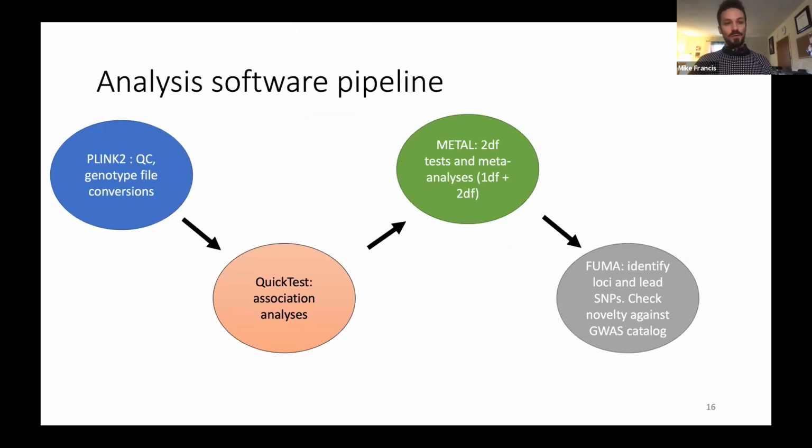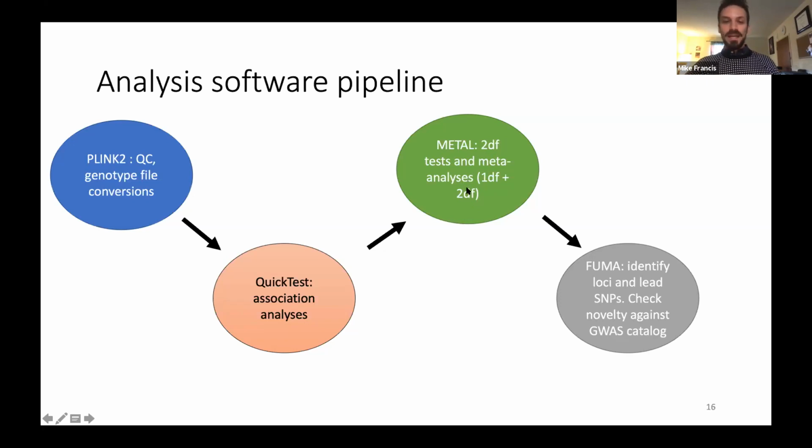As far as the software we used, I used Plink 2 mainly for quality control and file conversions and mundane tasks like that. The actual GWAS analysis was done with QuickTest, which does really accurate gene by environment interaction analyses. Then we used a software called Metal to do 2 degree of freedom tests, which I'm not going to talk about because it takes a minute to explain, but also for our meta-analyses mainly.